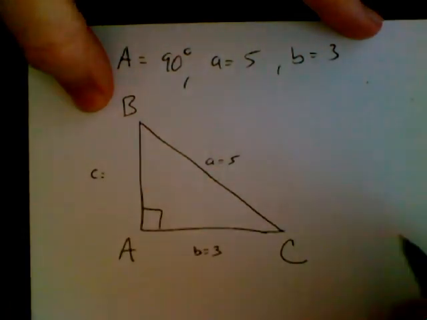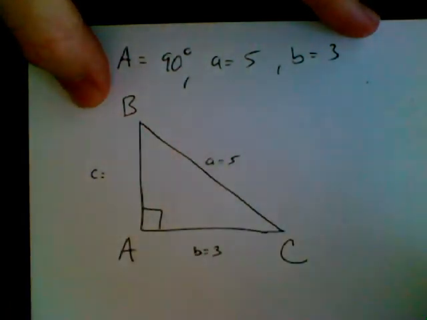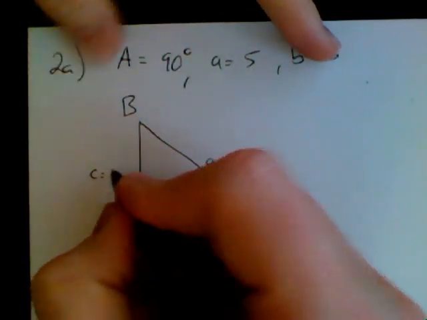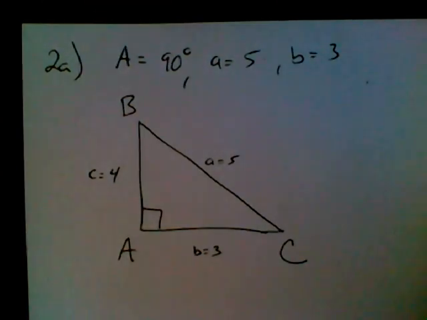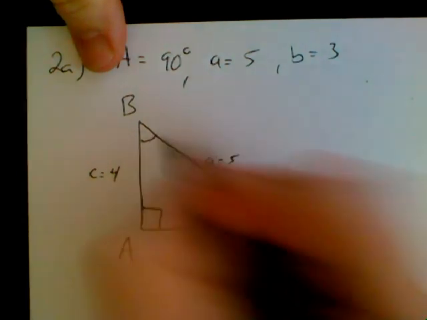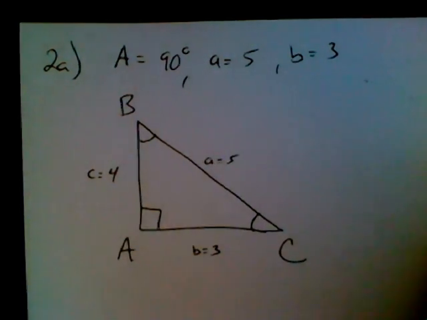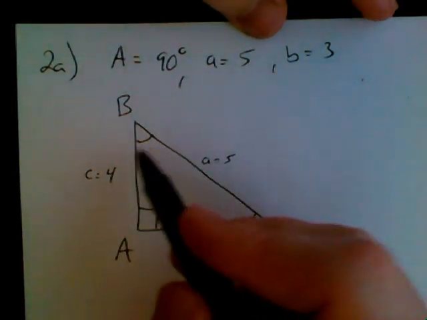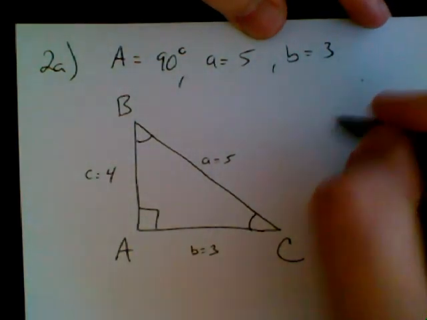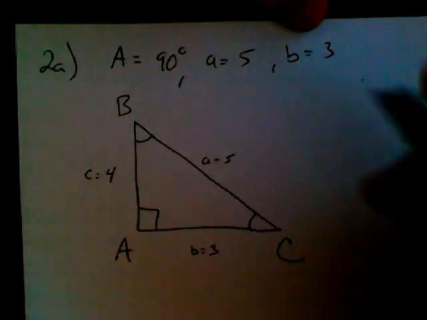Well, little c then has to be, well, a 3, 4, 5 triangle, right? This is a right triangle, so this would be 4. And then the question is, what are the angle measures here and here? Now, with this particular triangle, it's not as easy to find out what B is and what C is based on what we have.